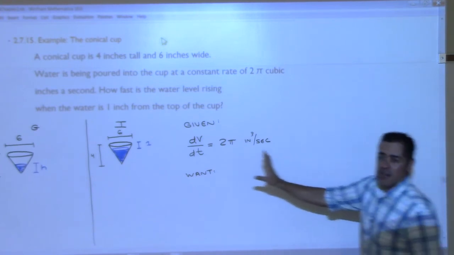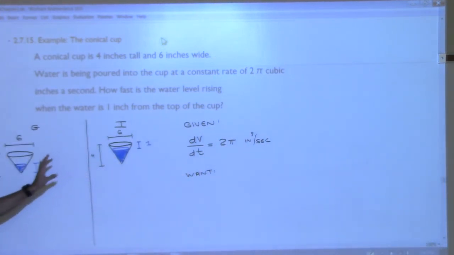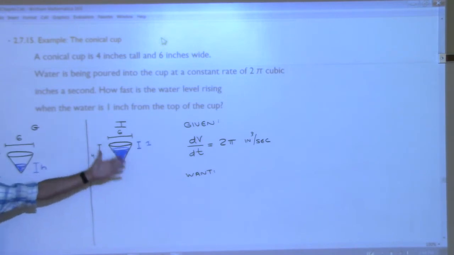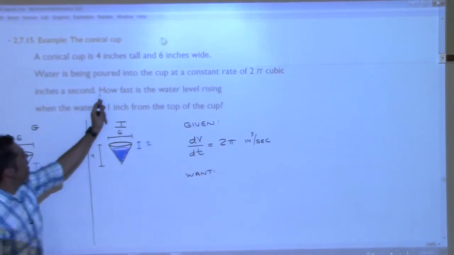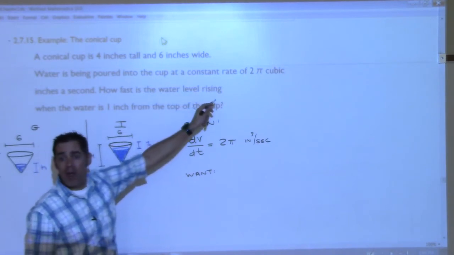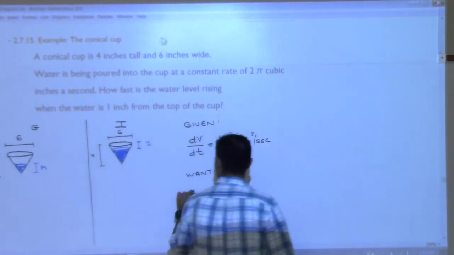Now, volume is not in my picture, is it? Nothing is labeled V because volume is actually a formula for the picture. Like, the blue part in here has a volume, whatever it is. Now, what do we want? So how fast is the water level rising? How am I representing my water level? With H, right? H is my water level. So we want dH dt.